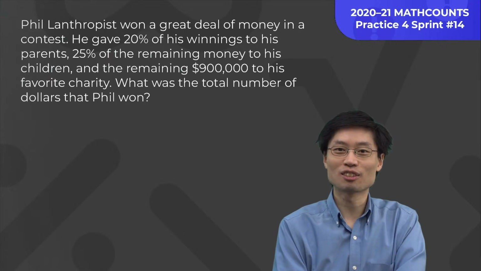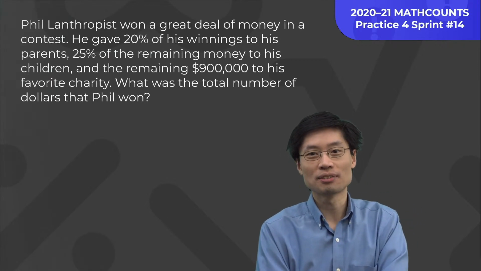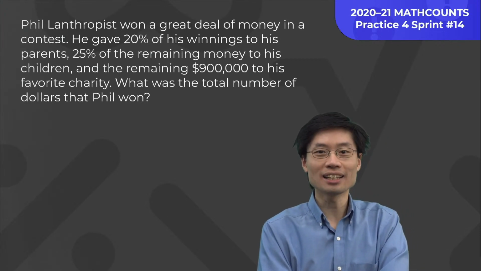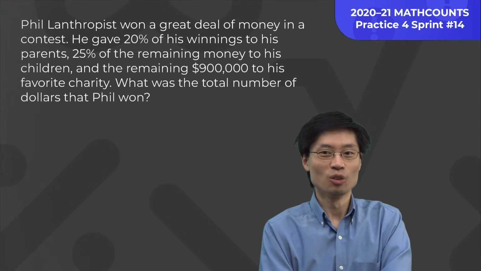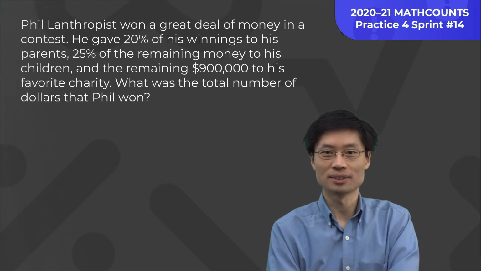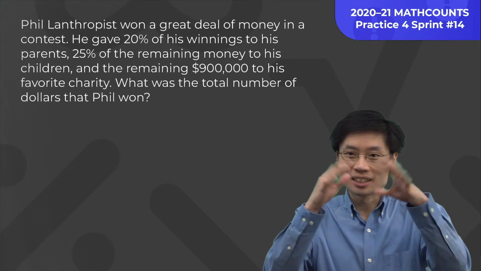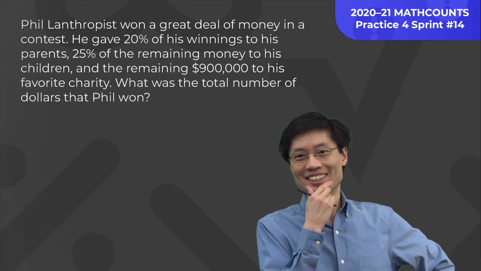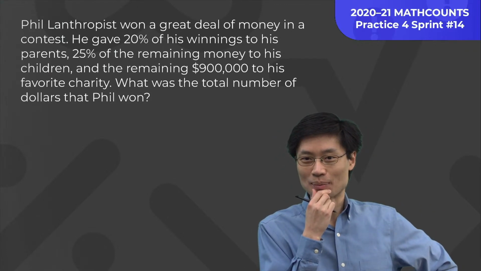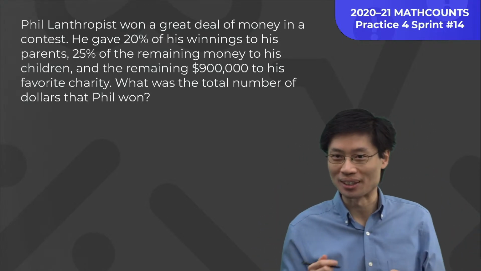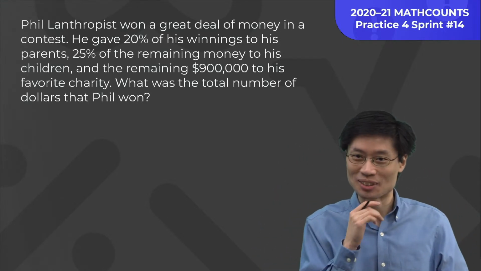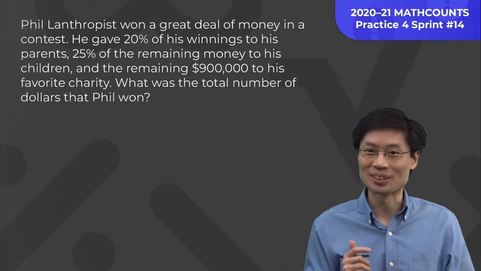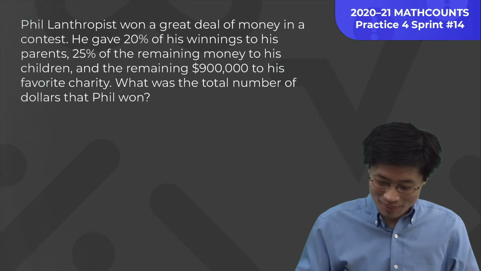Philanthropist won a great deal of money in a contest. He gave 20% of his winnings to his parents, 25% of the remaining money to his children, and the remaining $900,000 to his favorite charity. What was the total number of dollars that Phil won? Okay. I often think of this as some sort of a pie. I think I did this question before when I was growing up. I vaguely remember doing this exact question. So I'm very curious, Math Counts organizers, if this is actually an old question, because I remember that name Philanthropist, and I think these were similar numbers. But anyway, I like it.